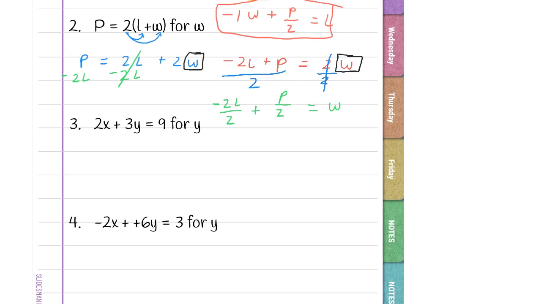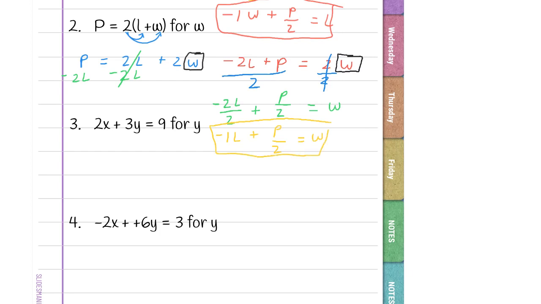Can I reduce anything from this equation? Yes, I can. What is negative 2 divided by 2? Well, that is negative 1. Make sure you keep that variable. Don't forget about your L. And I can't reduce anything here, so I'm just going to rewrite it. And this is my final answer.